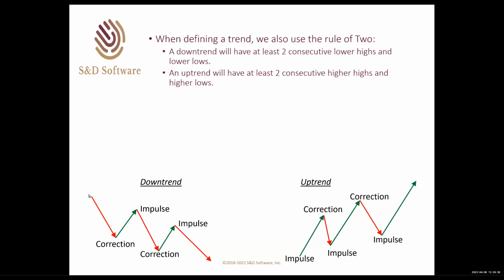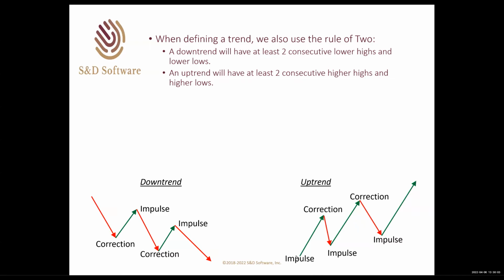So as we see down here, we have our impulse down. We have our correction. This gives us a lower high here. We have another impulse down. This gives us a lower low. We have our correction up here. This gives us a lower high. Our next impulse down gives us a lower low. So we have the two lower lows and we have the two lower highs. This is our downtrend.